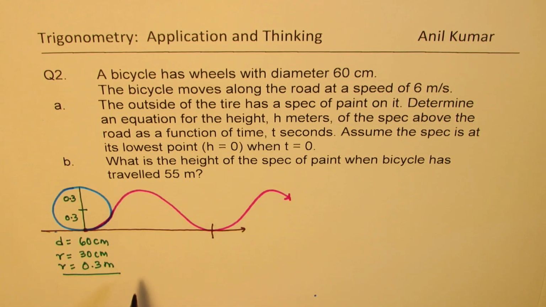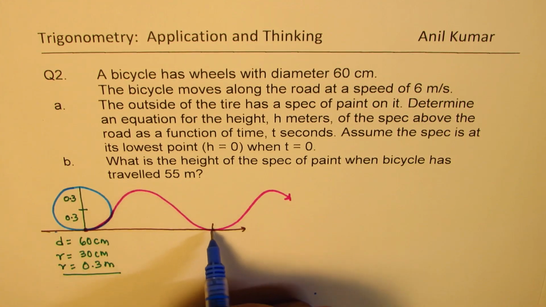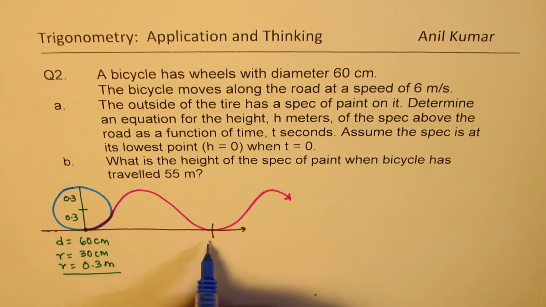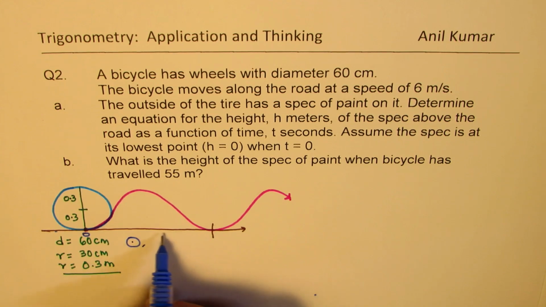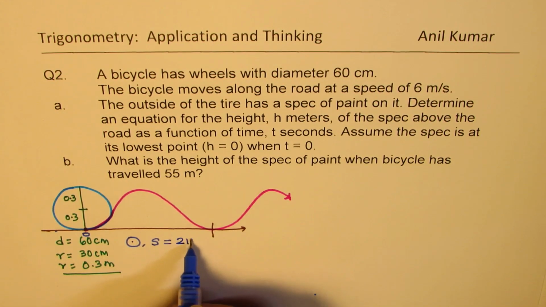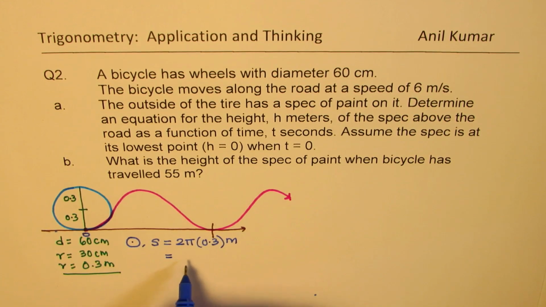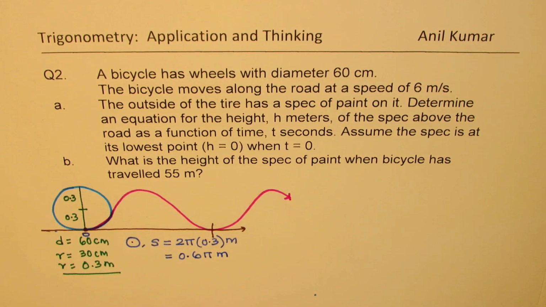Perfect? Okay. Now, how do we get that? Let's understand that one rotation means, because this whole distance is how much? That is what we are interested in figuring out. One cycle means circumference. So from here, the distance from 0, this distance should be equal to the circumference. Let's call this S. The distance traveled will be 2 pi r, which is 2 pi times the radius, 0.3 in meters, correct? So this distance or displacement horizontally along the road will be 0.6 pi meters.